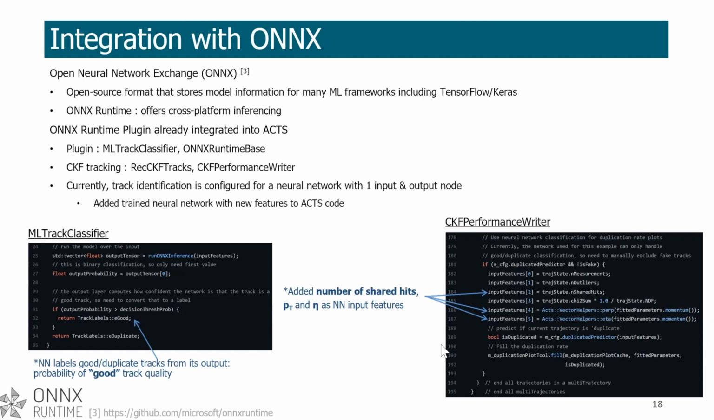So just to update the current configuration within ACTS, I uploaded my simple neural network in ONNX format, and I added 3 input features: the number of shared hits, transverse momentum, and eta to the function in CKF that ran inferencing on my model to label duplicate tracks.